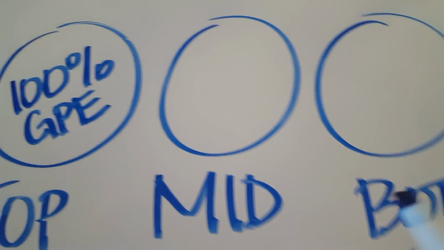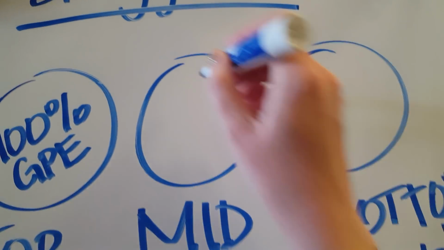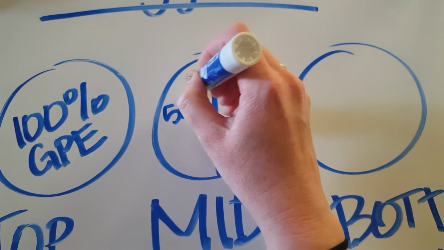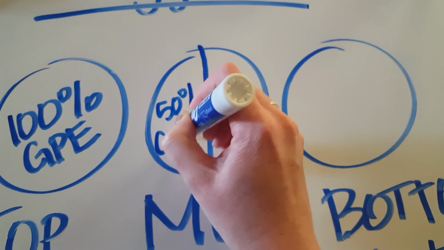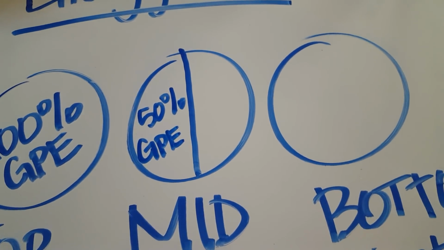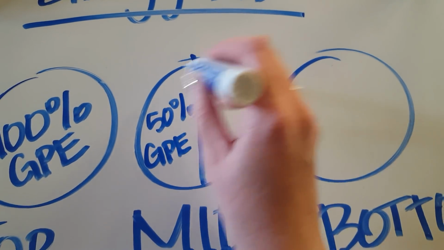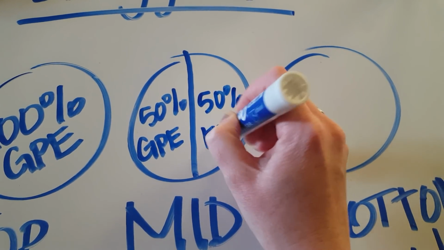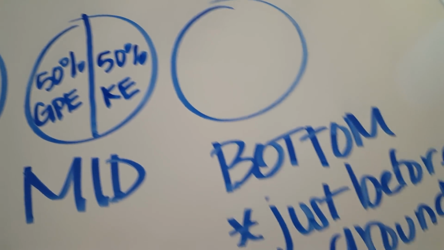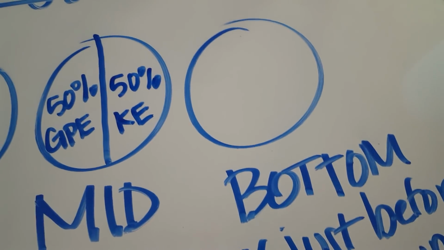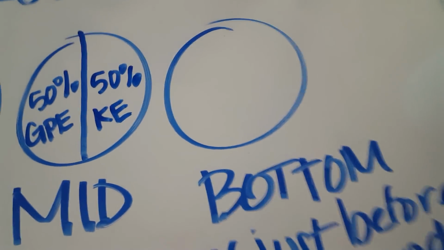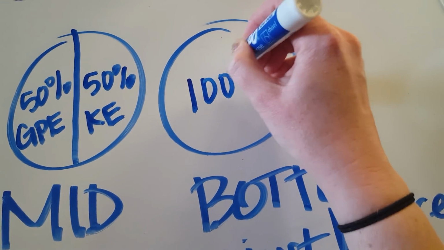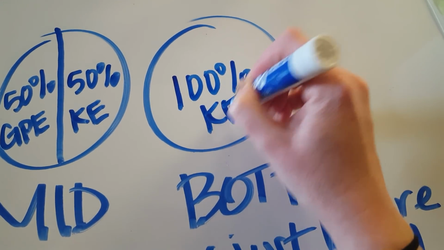Now, midway, I know that I now have half the amount of height, so this one is also pretty easy too. I have 50% gravitational potential energy, and we know that based on the law of conservation of energy that the other 50% has now been transferred into kinetic energy because it was moving. And then finally at the bottom, we're considering that at 0 meters, or at least as close to 0 meters that it's not going to matter. So we're going to call that 100% kinetic energy.